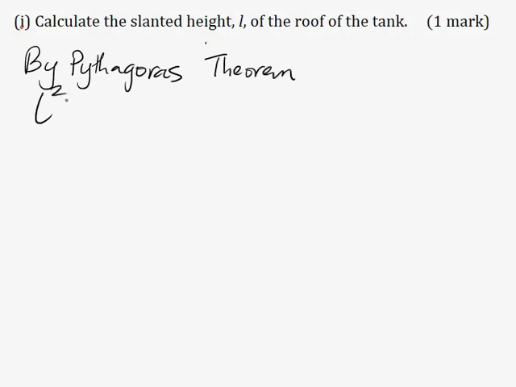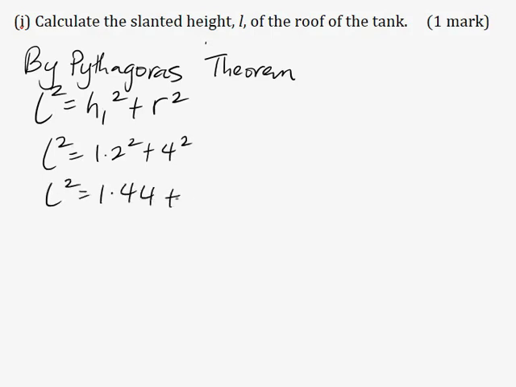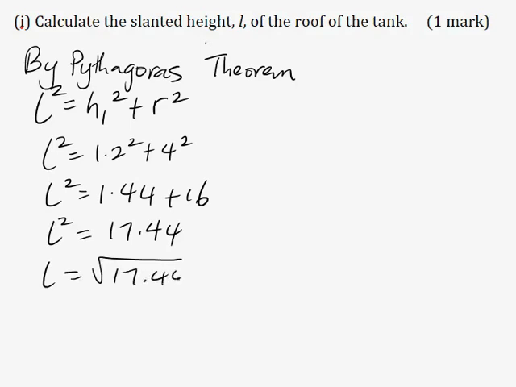L squared is equal to H1 squared plus R squared. So L squared is equal to 1.2 squared plus 4 squared. L squared is equal to 1.44 plus 16. L squared is equal to 17.44. So L is equal to the square root of 17.44. L is equal to 4.18 meters to 2 decimal places.